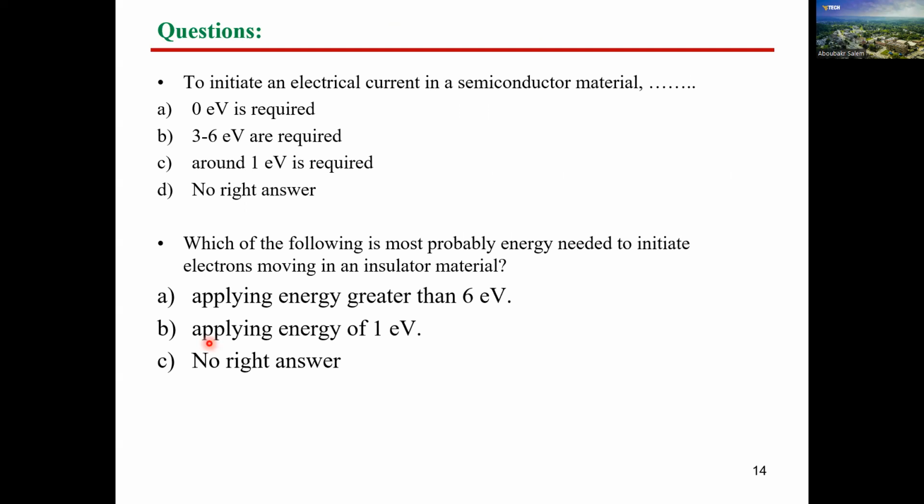Let's solve these questions together, guys. So here in this question, to initiate an electrical current in a semiconductor material, 0 electron volt is required, 3 to 6 electron volt are required, around 1 electron volt is required. No right answer.